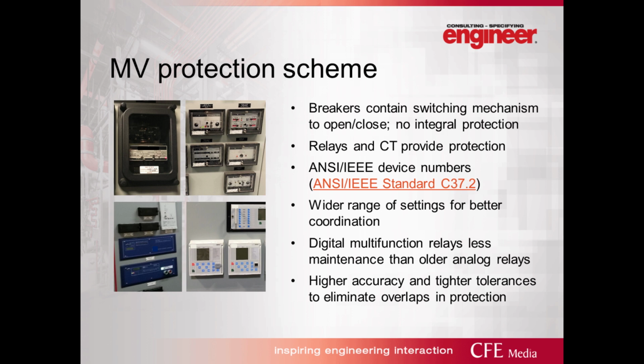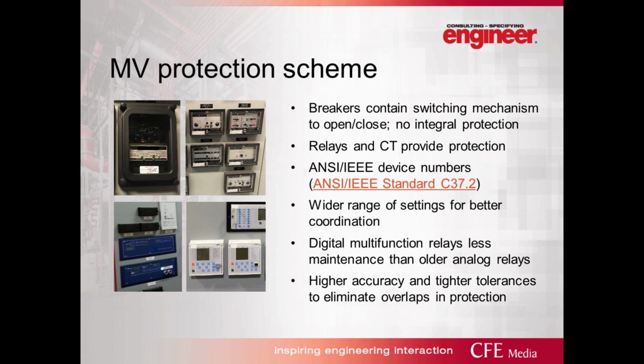ANSI has developed a numbering scheme to identify different relays. For example, a 27 relay is an undervoltage relay, a 50/51 is an overcurrent relay. To get the full list, you can go to ANSI/IEEE standard C37.2, and it'll give you a list of the relays and what each of those functions does.